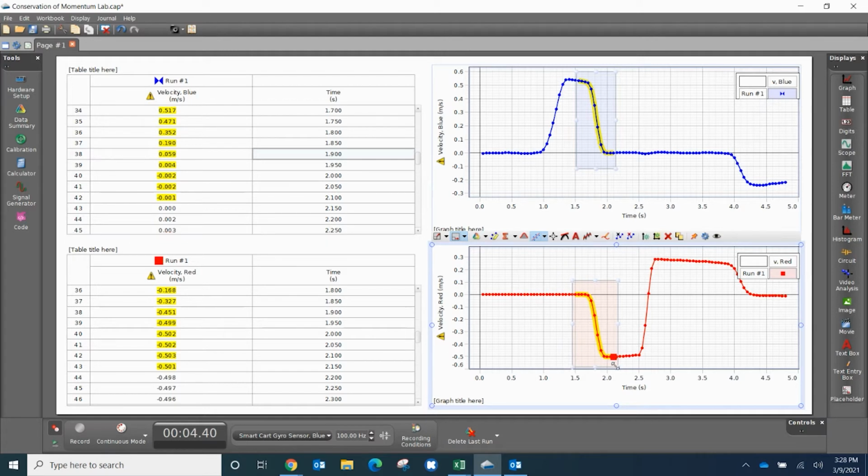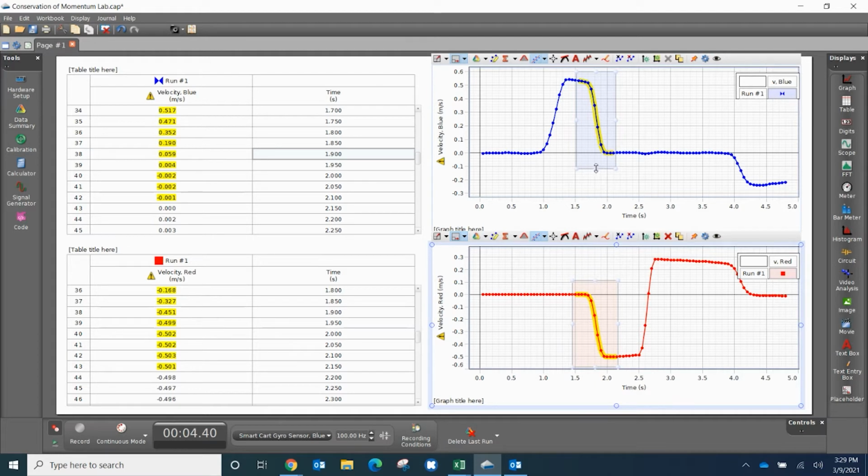And as soon as those separate, you can see there's a little bit of friction that starts to slow it down. So the final velocity for the red car would be 0.503 meters per second, and the final velocity for the blue car in this elastic collision is 0. It's very, very close, but momentum, as we know, is always conserved for these types of collisions. So you can analyze and look at that.